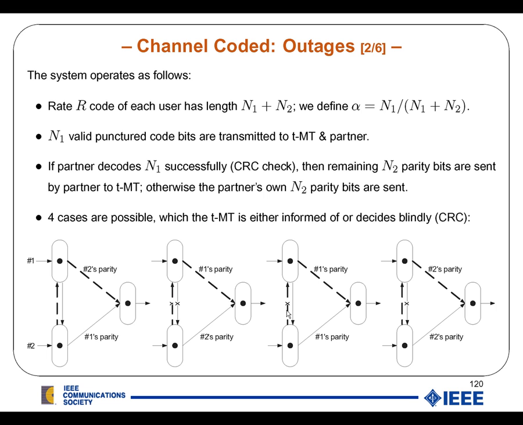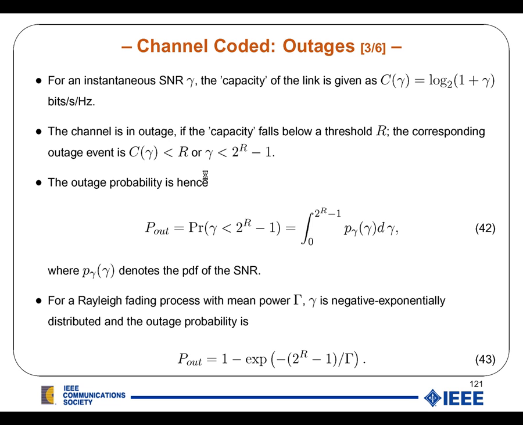The third case is that I receive yours wrongly, but you receive my data correctly, and then of course you would resend my parity data and I would send my own parity data too. And the fourth case is exactly the opposite of the third case. So we have a radar code of length N1 plus N2, where we puncture N1 to be transmitted. We define the rate alpha to be N1 over N1 plus N2, and we use CRC coding, cyclic redundancy check.